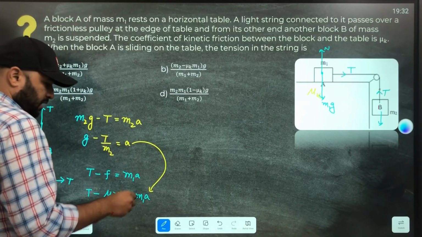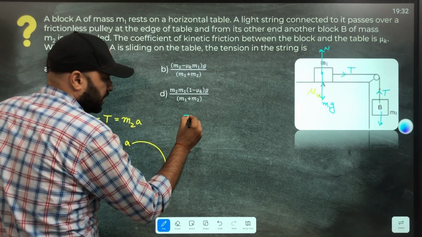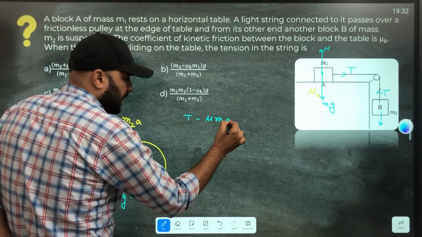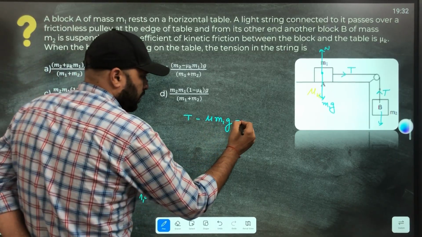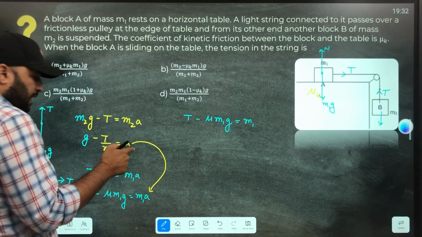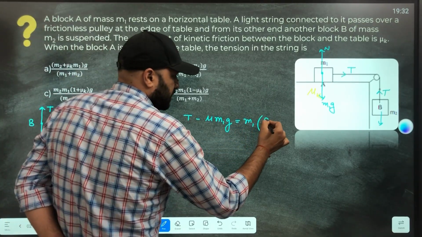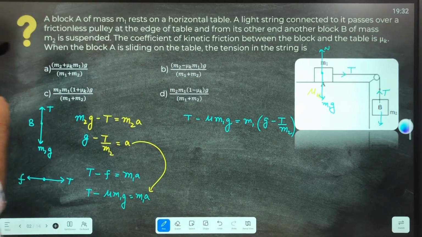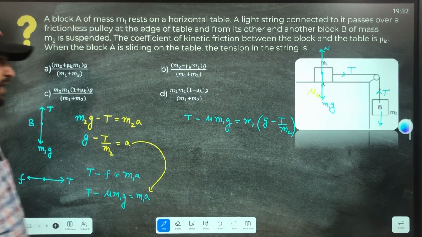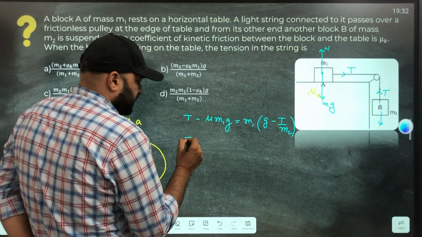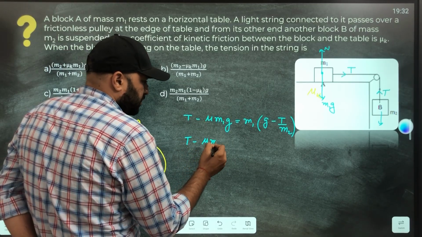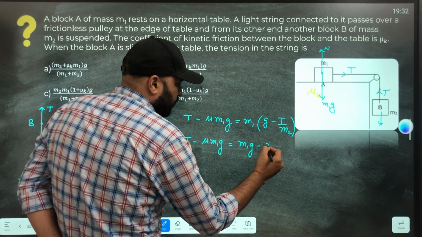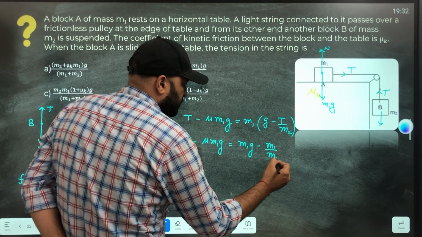So putting it here, the equation will take the form T minus mu m1g will be equal to m1 into acceleration a. And what's acceleration a? g minus T by m2. I hope this is clear. Clear it is? Okay. Now let's simplify it further. So I'm taking it as T minus mu m1g, that's equal to m1g minus m1 upon m2 into T.